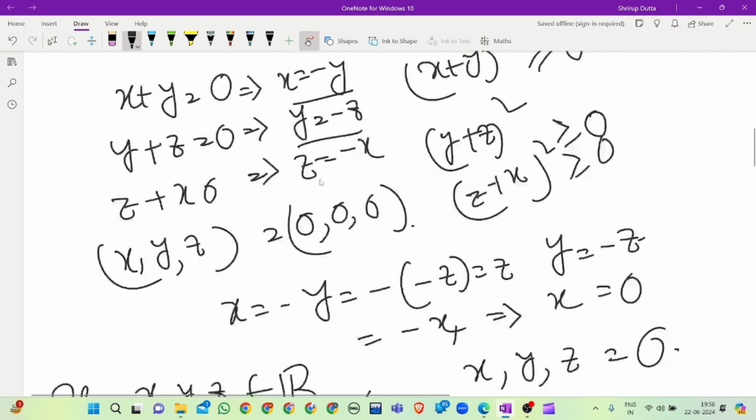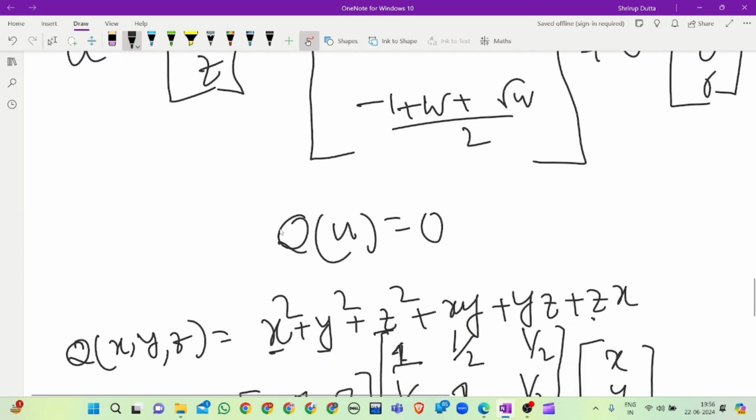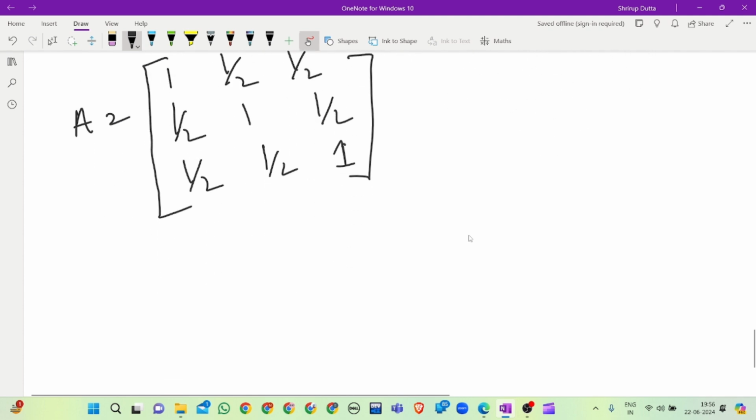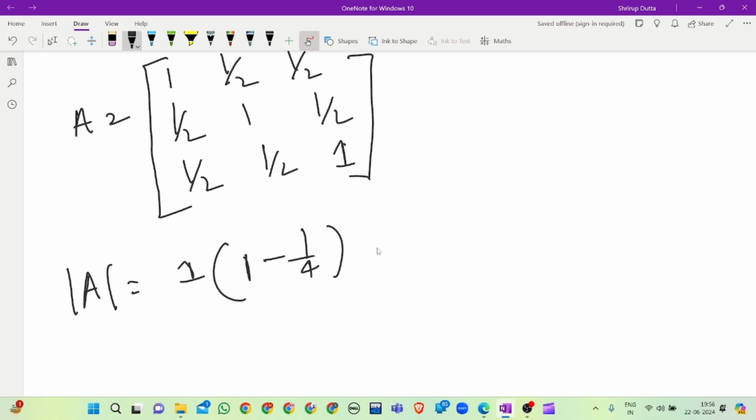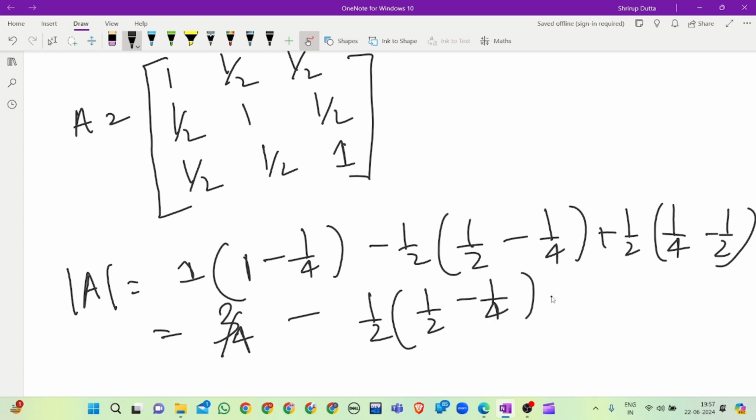We just need to check whether A is invertible or not. So it is easy to check now. Let's take the determinant of A. The determinant of A is given by 1 into 1 minus 1 by 4, minus half into half minus 1 by 4, and plus half into 1 by 4 minus half. So we have 3 by 4 minus half into 1 by 2 minus 1 by 4. If we take the negative sign, we will get minus half into 1 by 2 minus 1 by 4.